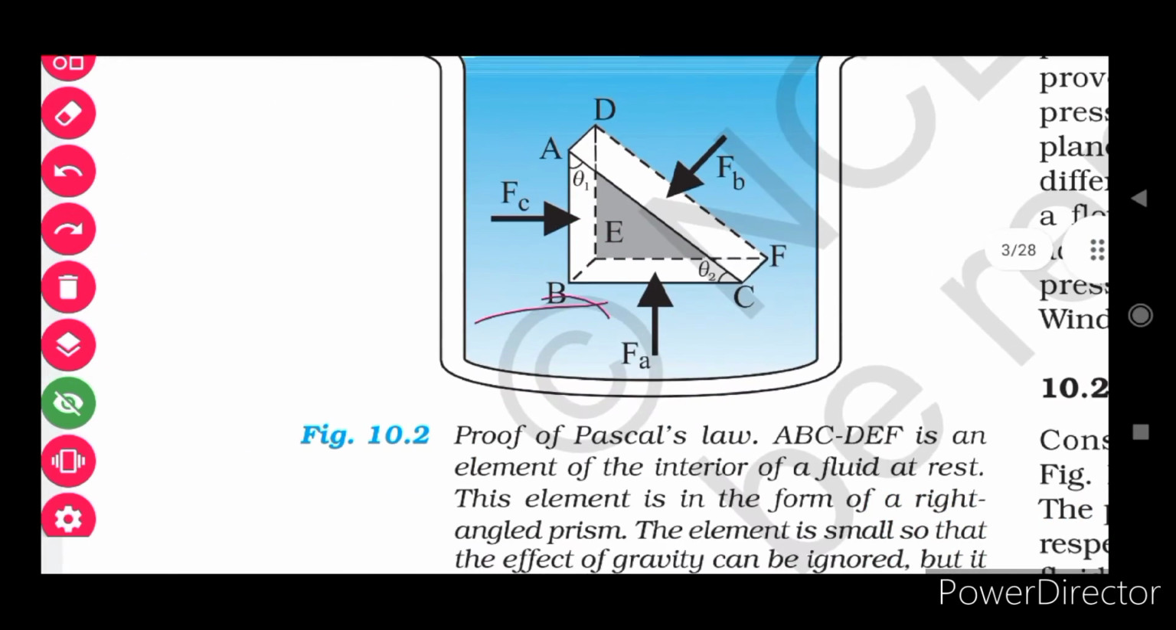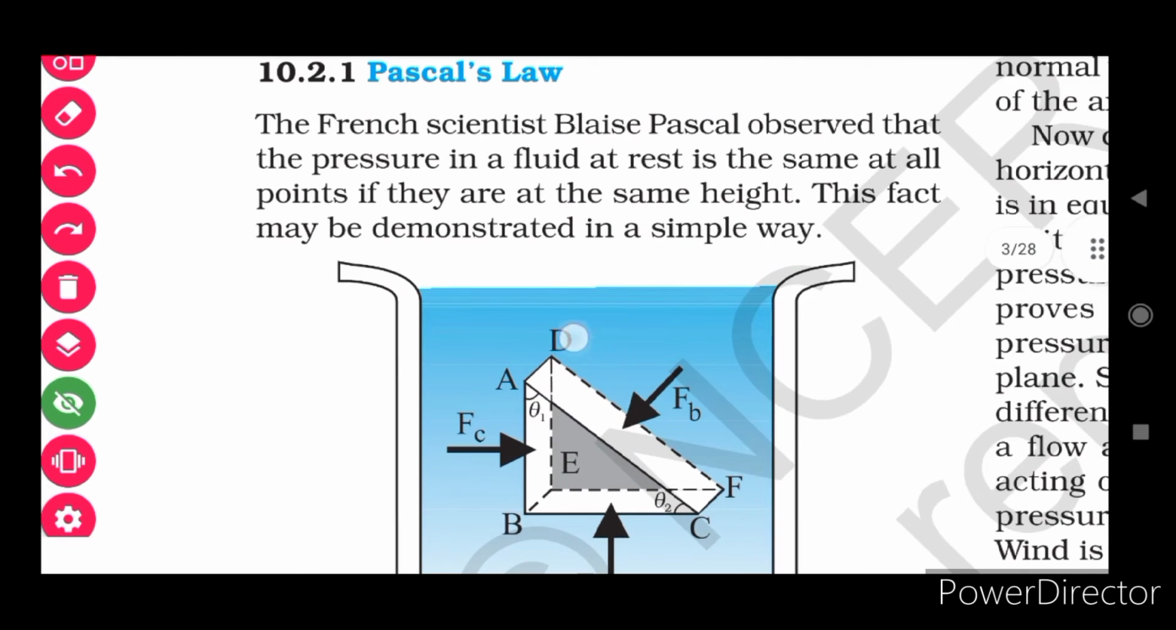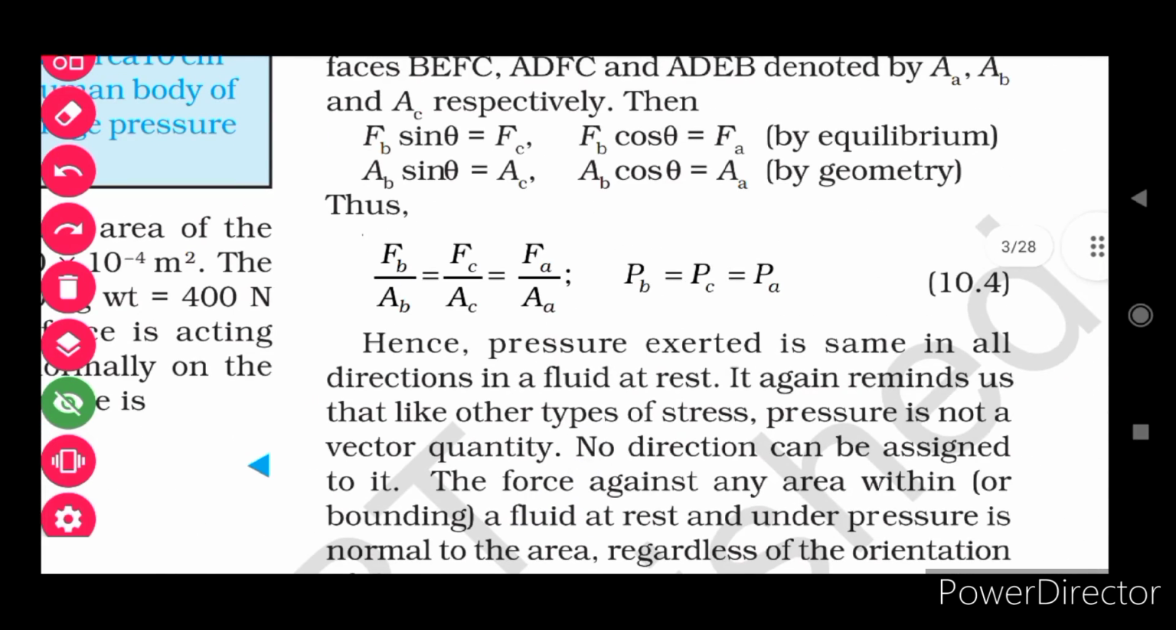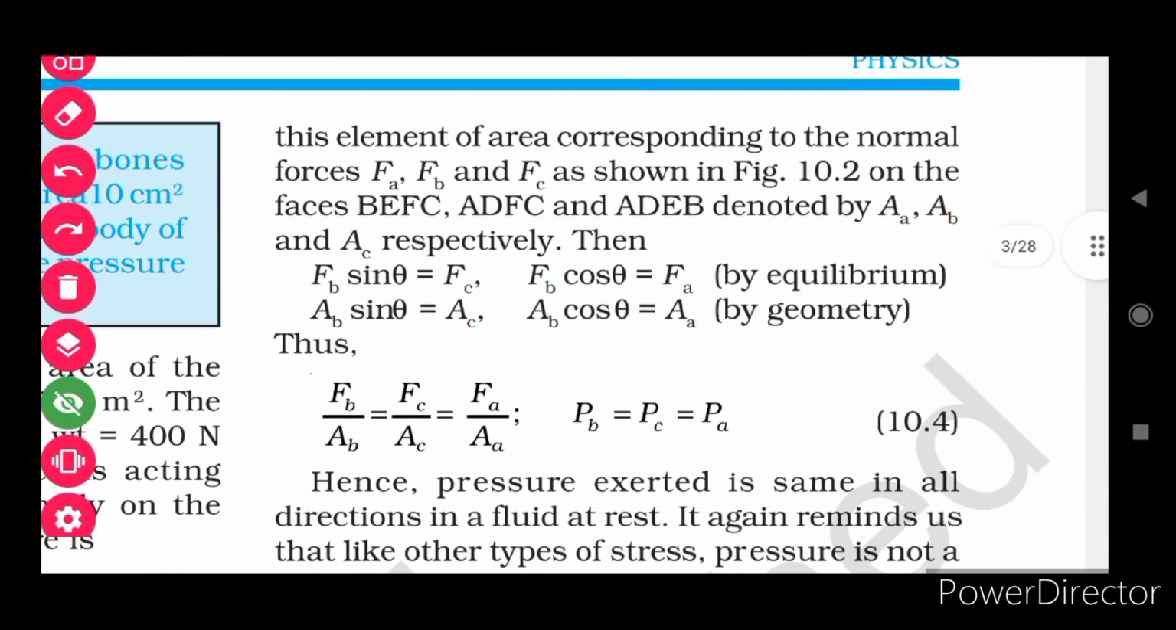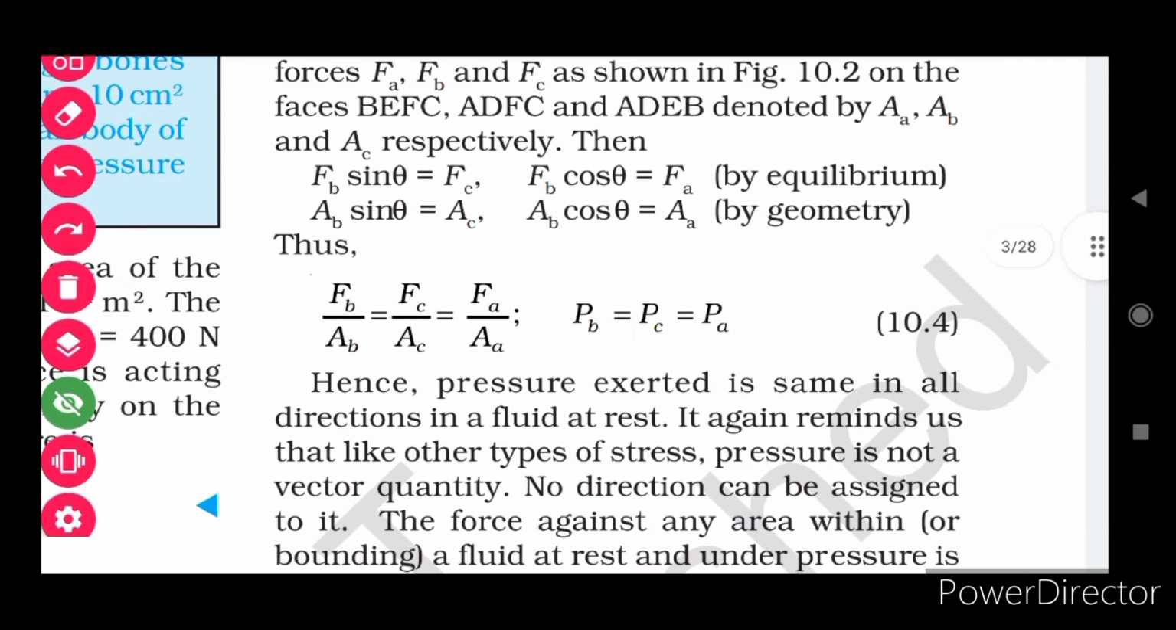Okay, so the fluid is exerting force on this area element: FA on this side, FB on this side and FC on this side. All three forces are normal to the surface of that element. Okay, the right angled prism. Now the three faces are given the names capital A, capital B, B and capital C, capital A, C.